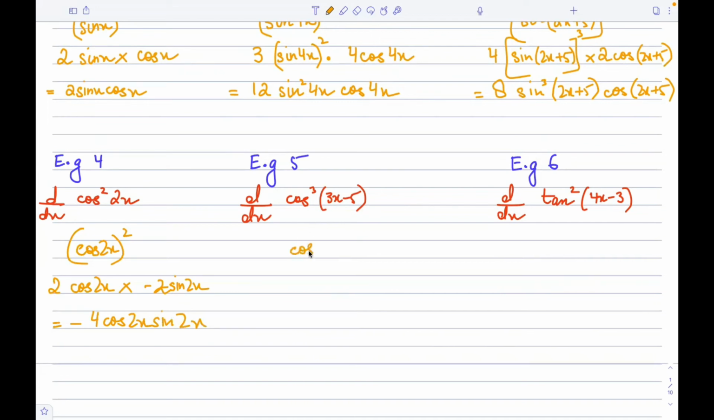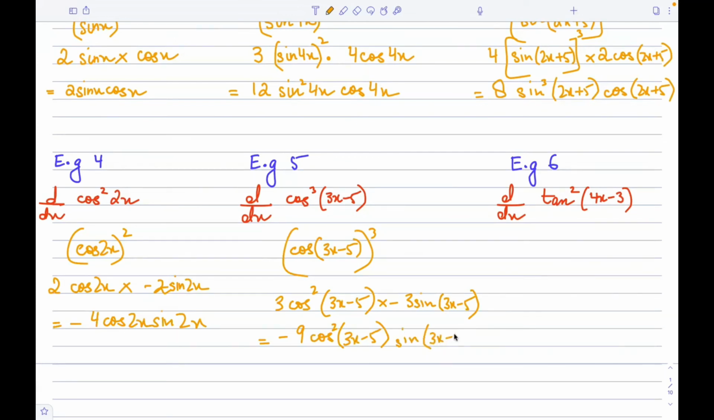Differentiating cos cubed of 3x minus 5 will be the exact same thing as we did with the sine function. So we can write this as cos of 3x minus 5 whole cubed. We multiply the 3, this will become 3 cos squared of 3x minus 5, and the derivative of cos of 3x minus 5 is negative 3 sine of 3x minus 5. So this will finally be written as minus 9 cos squared of 3x minus 5 sine of 3x minus 5.